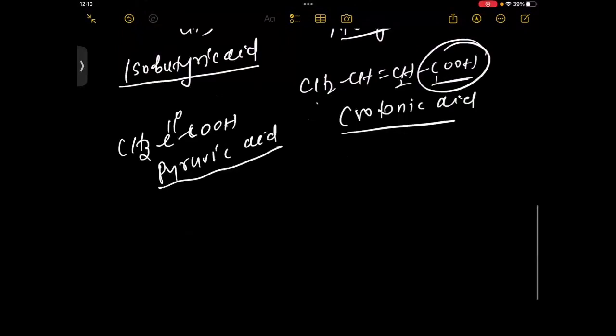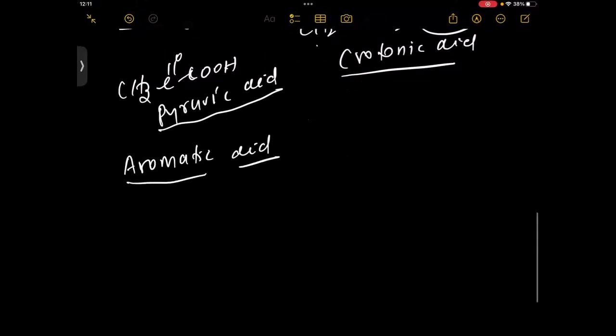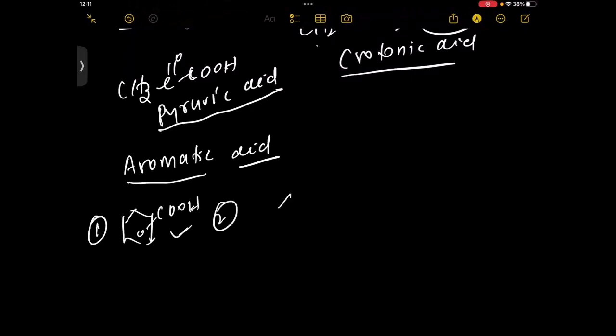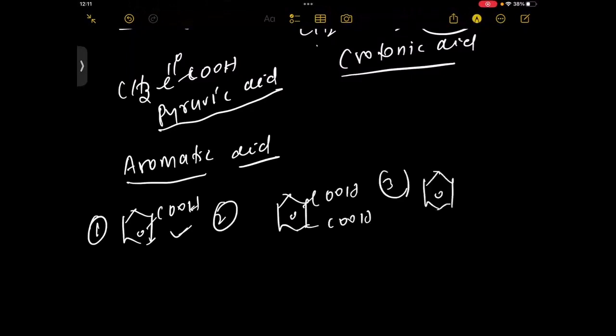Now we talk about the important aromatic acids. The first is benzoic acid. Already we know this very popular name, benzoic acid, the simplest aromatic acid. And the second is phthalic acid. I write here COOH and COOH. This is phthalic acid. And third I write here salicylic acid. We have done it in the alcohol also. OH and COOH. That is called salicylic acid.